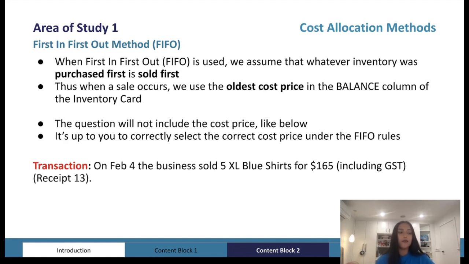So when there's a question that involves first in, first out, the cost price of the inventory will not be included in the question, and it's up to you to correctly select the correct cost price under the rules of first in, first out. You can see in the example, the cost price of the sale is not given to us at all. It says on Feb 4th, the business sold 5 extra large shirts, and it gives the selling price. Then you would have to look at the inventory card and what has already been recorded, and according to that, you would have to use the first in, first out assumption to assume what the cost price of this transaction is. So hopefully that makes sense.